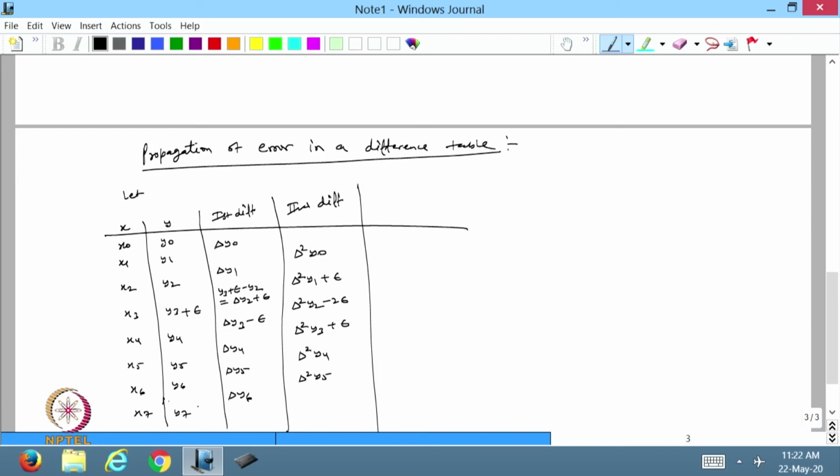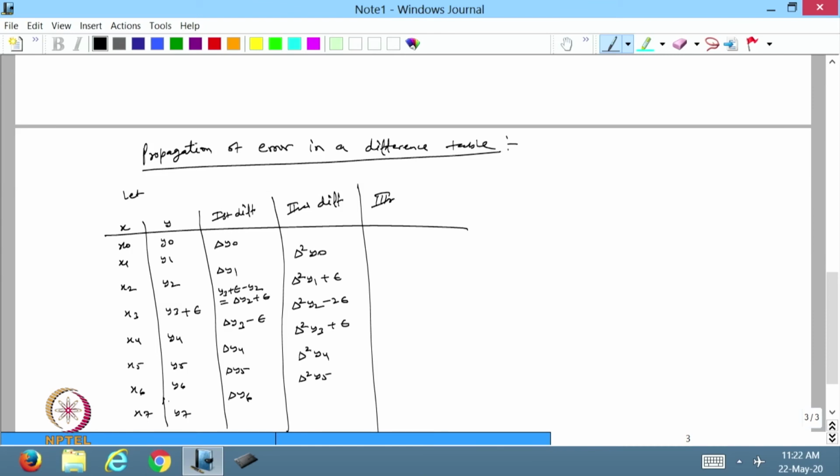So, in the forward, if you move with the higher operator, higher difference value, then these values keep reducing. So, y 7 has reduced, has eliminated. Now, after that del y 6 has eliminated. So, in this way we can go.